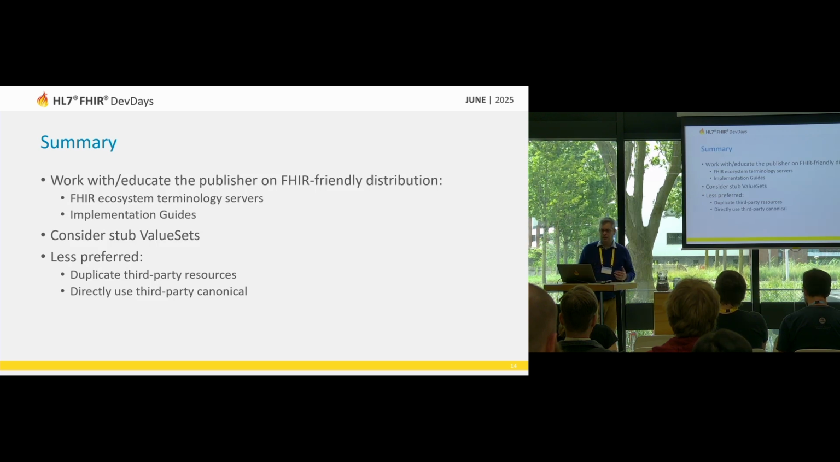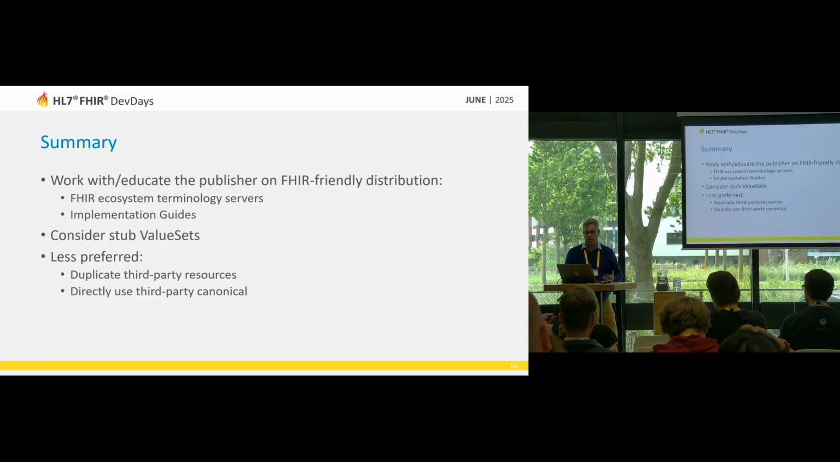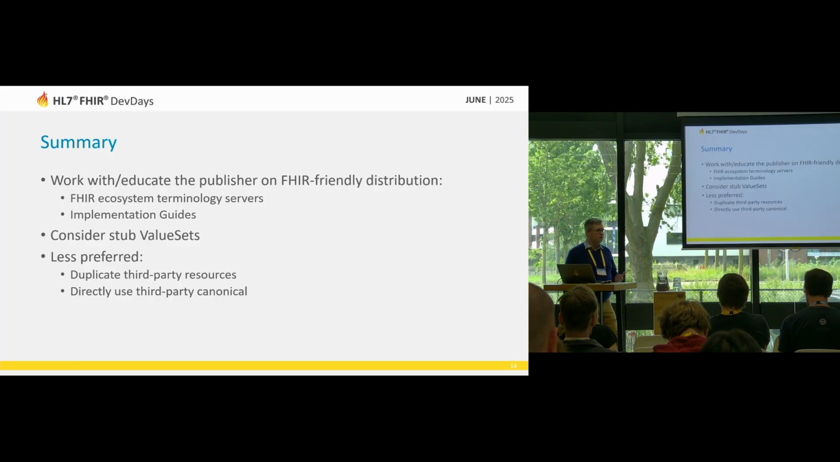So, in summary, when encountering inaccessible third-party terminology, work with their publisher on FHIR-friendly distribution methods, such as using an ecosystem terminology server or implementation guides. If that doesn't work, look at stub value sets, which provide the best options for educating readers about the content, and then duplicating external content and simple third-party canonicals could be considered as last resorts. I don't pretend to have all the answers, but hopefully this gives you a place to start your journey.